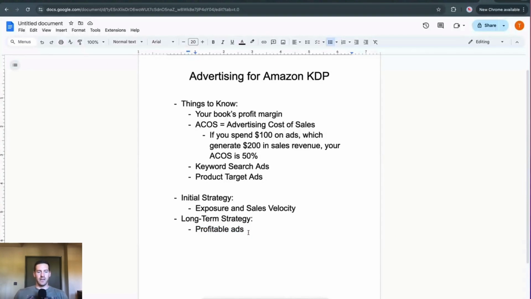So those are the two strategies that I recommend if you're just starting out. You just focus first on getting your book out there in front of people's eyeballs. You hope to increase the sales velocity so that you improve your organic rank. And then after a month or so, you can switch to a long-term strategy where you begin to edit and tweak that ad campaign so that you're only spending money on profitable keyword search targets and product targets.